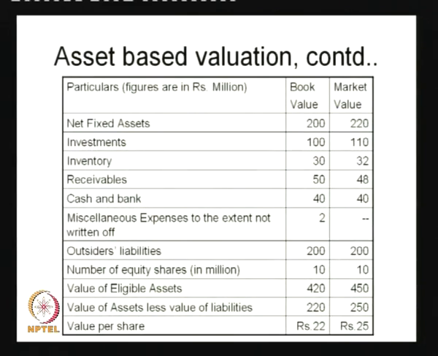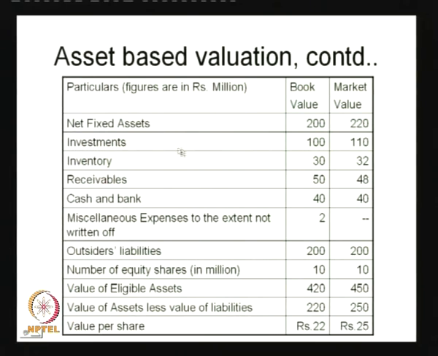We can take a simpler example here in the subsequent slide. There is a company, company A or B or X company, which has net fixed assets. When you say net fixed assets, it is net of accumulated depreciation. So, that book value is 200, whereas the same fixed assets can be sold in the market, or can be acquired from the market for that matter, under the same condition, at 220 million as value.